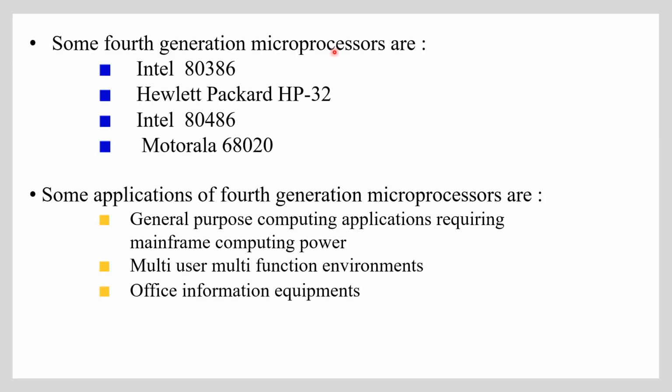Some fourth generation microprocessors are Intel 80386, Hewlett Packard HP32, Intel 80486 and the Motorola 68020 series. Applications were everywhere at that time: general purpose computing applications requiring mainframe computer power, multi-user multifunction environments, and office information equipment. So all over, the microprocessors were used.